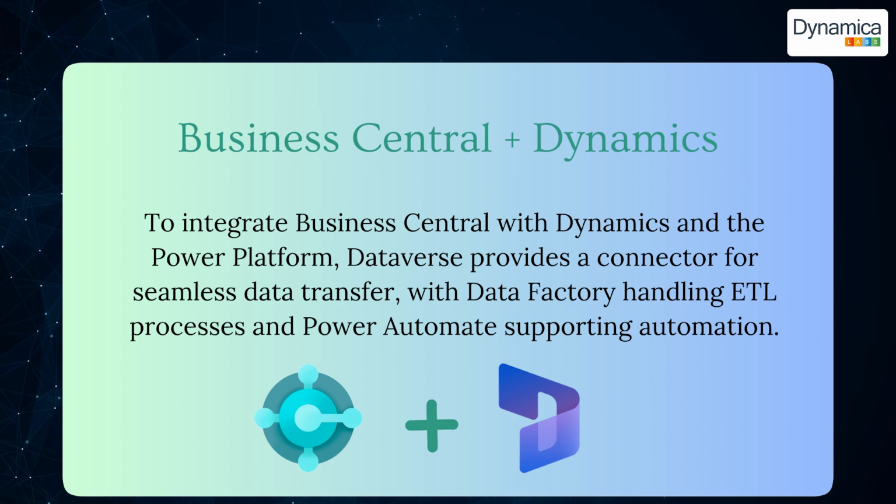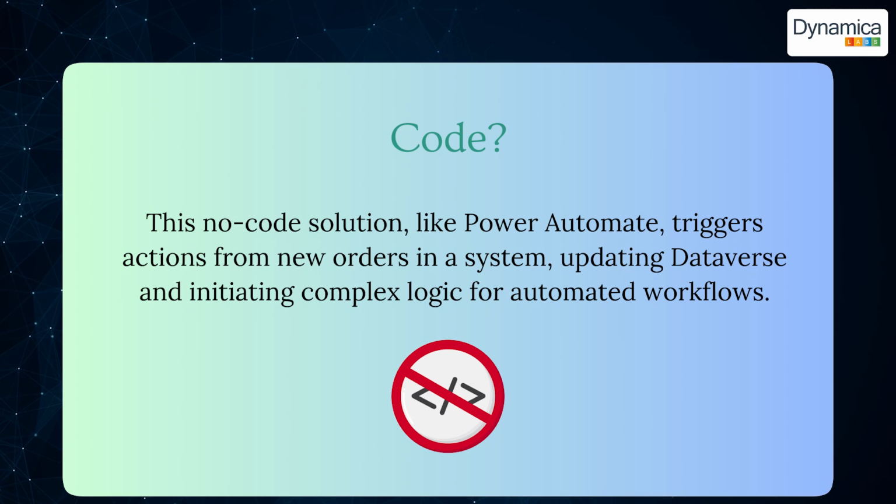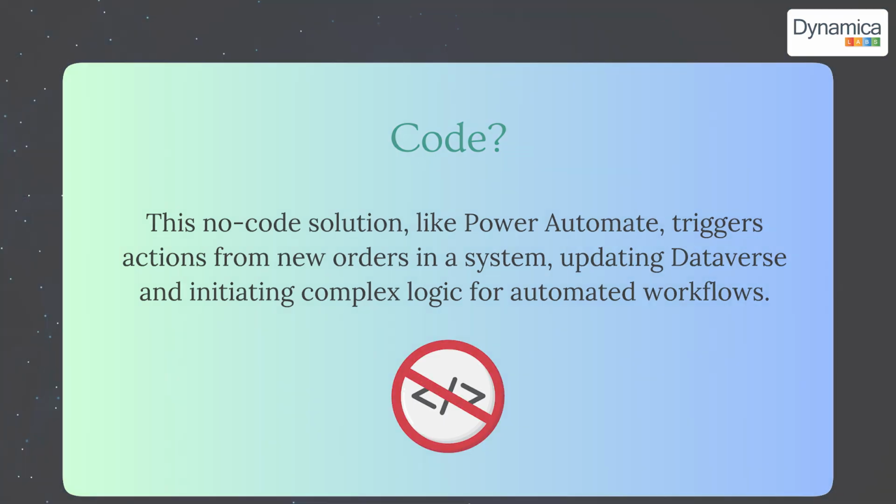We can use Power Automate, definitely. This is a no-code solution. It's like Power Automate, basically, where you say, in such and such system, a website or a request management system, if a new order appears in such and such table, do something in Dataverse. In Dataverse, you can raise a flag, and then complex logic can work on our side based on that flag.